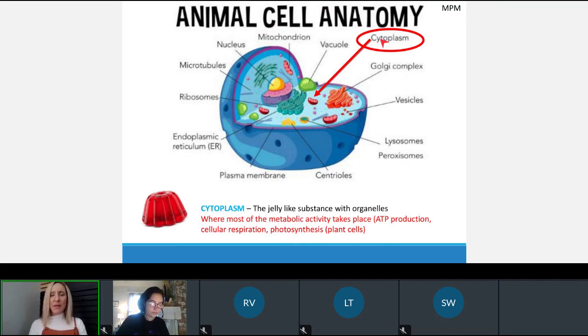Would somebody like to read for me about the cytoplasm? The cytoplasm is throughout the entire cell. Katie, you want to read for me about the cytoplasm? Yeah. Cytoplasm, the jelly-like substance with organelles, where most of the metabolic activity takes place. ATP production, cellular respiration, photosynthesis.